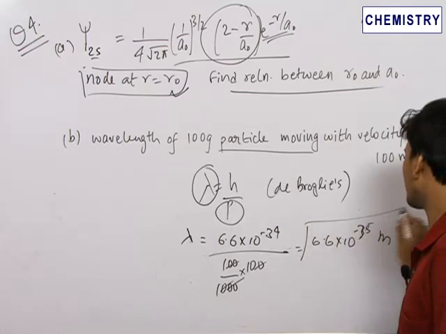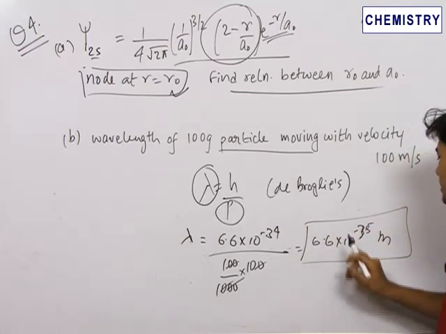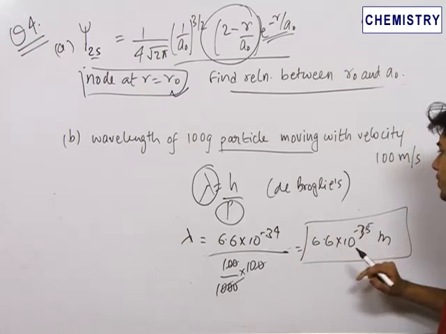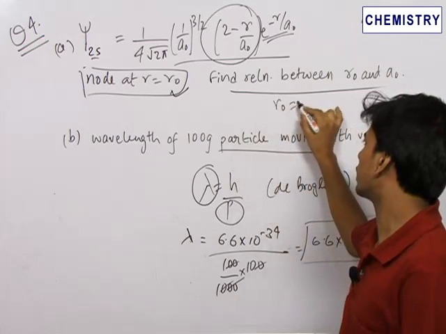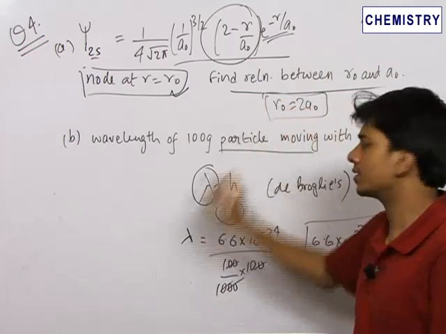So our final answer for the wavelength of the particle is 6.6 into 10 raised to minus 35 meters, which we found using de Broglie's formula, and the relation between r0 and a0 is r0 is equal to 2 times a0. This is our final answer.